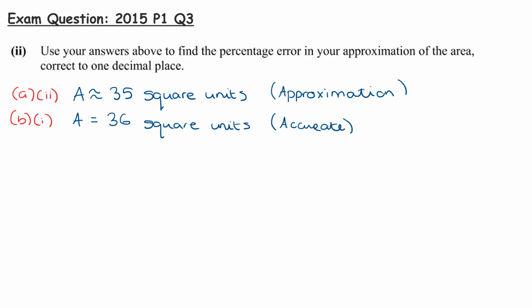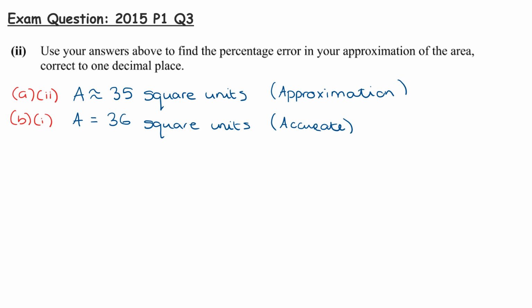So part B2 on this question asks us to use our answers from the above to find the percentage error in your approximation of the area, correct to one decimal place. So let's pull our two answers that we had previously. In A part 2, we found the area was approximately equal to 35 square units. In B part 1, we found the area was 36 square units exactly. So what is our percentage error?